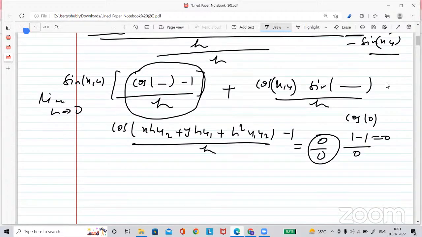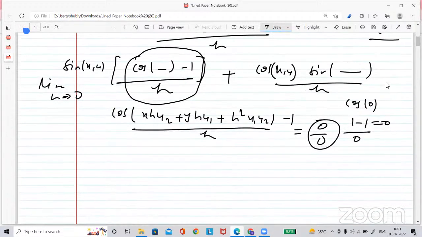If you apply L'Hospital rule, you have to differentiate this whole function in the denominator and numerator with respect to h, because we are taking this limit with respect to h.